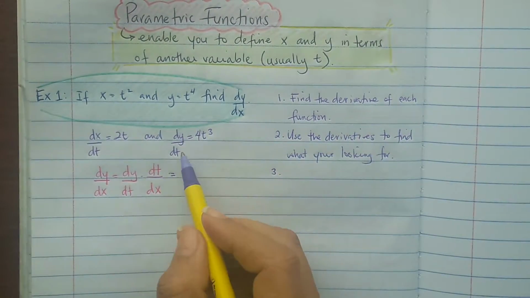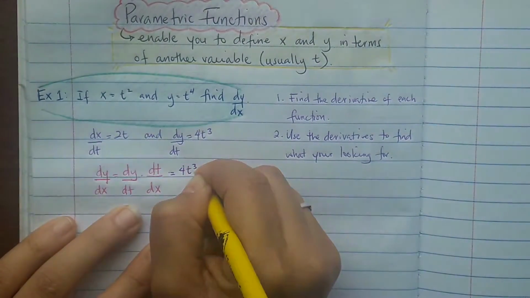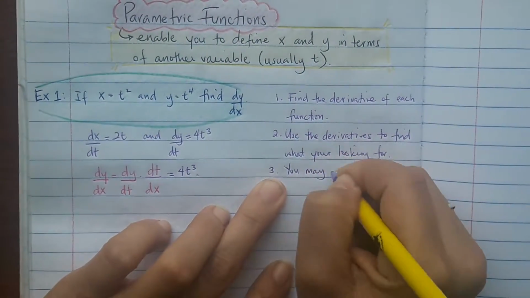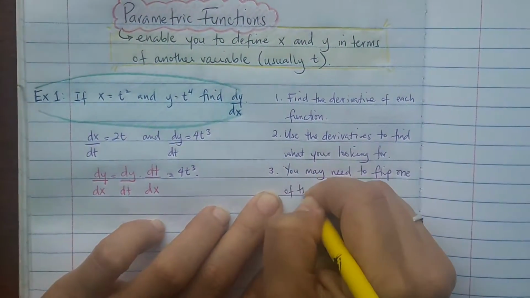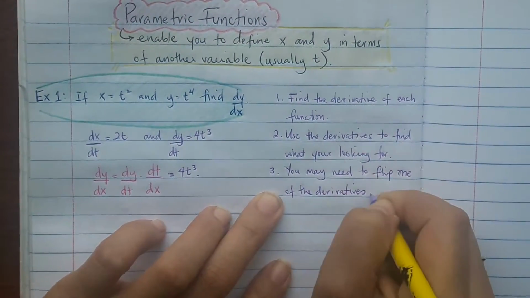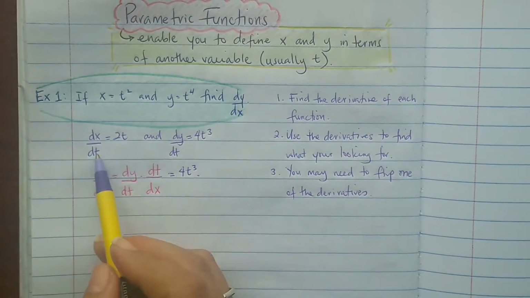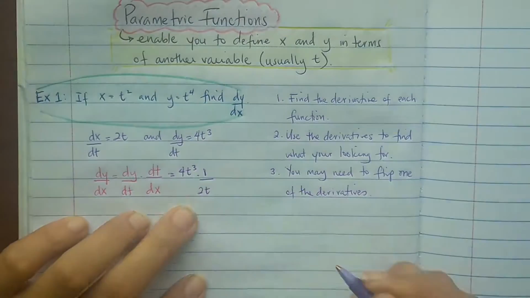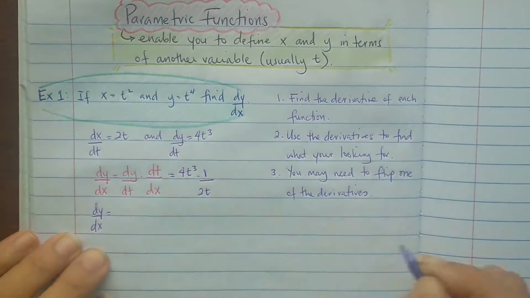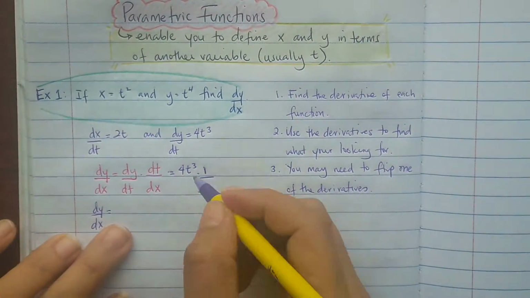You can see I have dy/dt, but I don't have dt/dx. Sometimes you may need to flip one of the derivatives so that it works out to what you're looking for. So dy/dt is okay, that's 4t cubed, but dx/dt, I'm going to have to flip it in order for it to become dt/dx, so 1 over 2t. Then go ahead and simplify that.